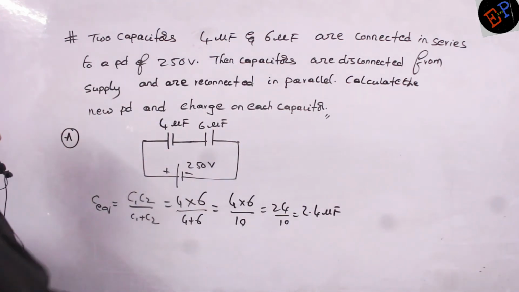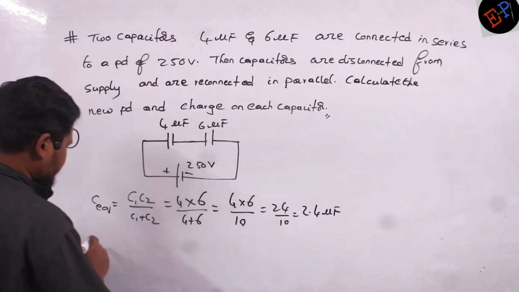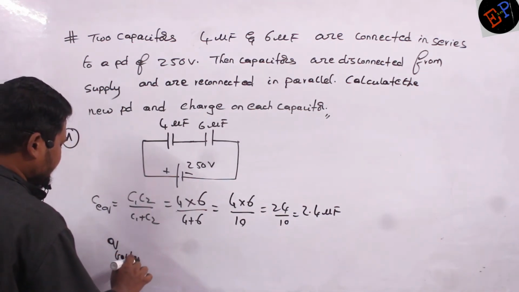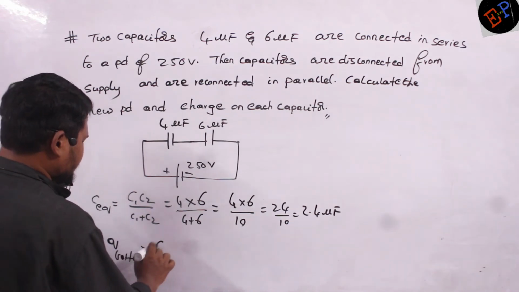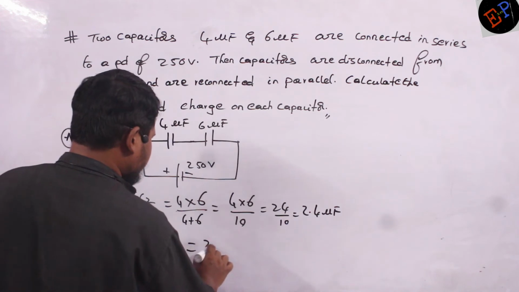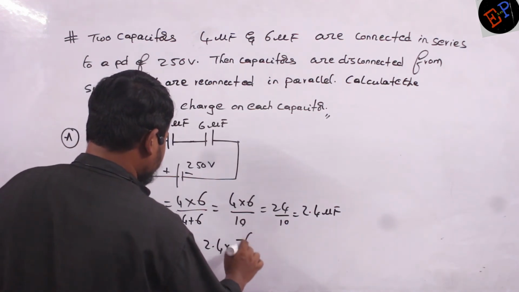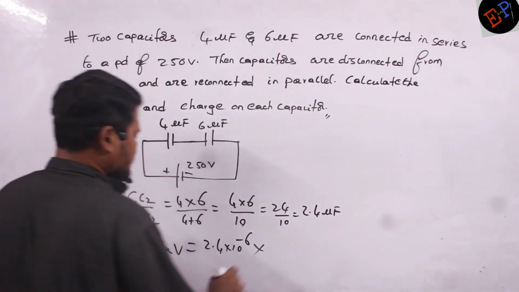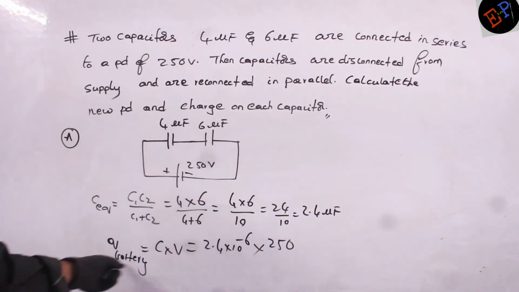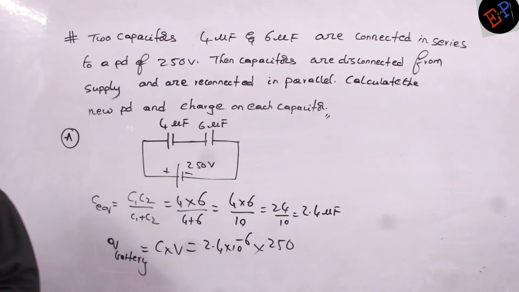Clear, no? If this is the equivalent capacitance, then what is the charge supplied by the battery? Battery will supply how much charge? Q is equal to C into V only, no? Capacitance is how much? 2.4 into 10 power minus 6. Potential is how much? 250. Clear, no? So if you do this calculation, you will get the charge supplied by the battery. Let us see how much it is.